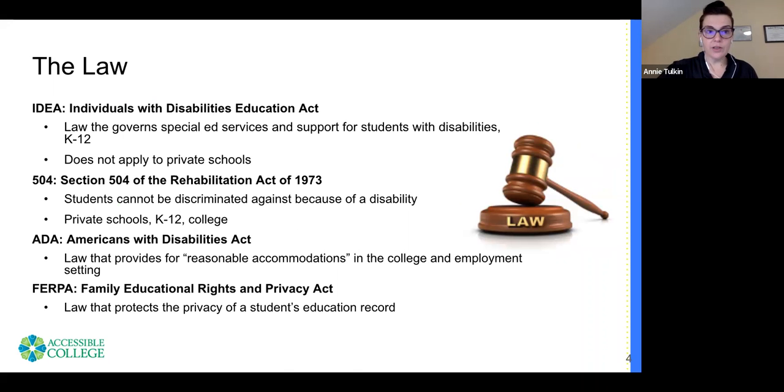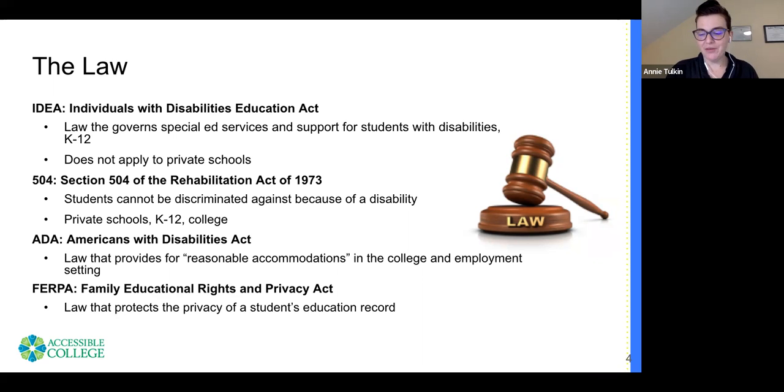So in order to really understand the lay of the land here, I wanted to talk about the laws that apply to all of the transition process, not just the college setting. So first, we have the Individuals with Disabilities Education Act, or IDEA, which is the law that governs special education services for students with disabilities and provides for free and appropriate public education services in the K through 12 setting. So if your student has an IEP, an individualized education program, it's because of that law. That's because of IDEA.